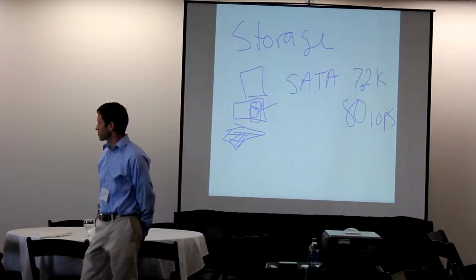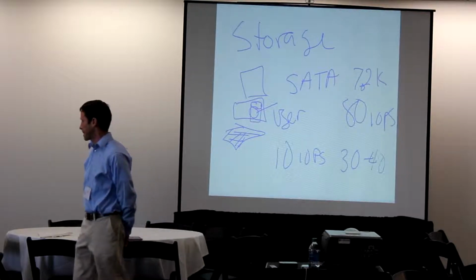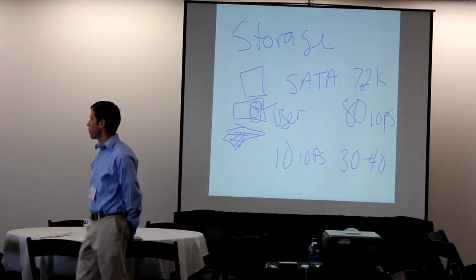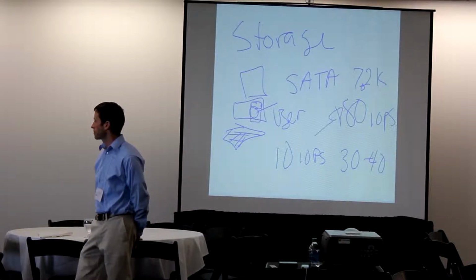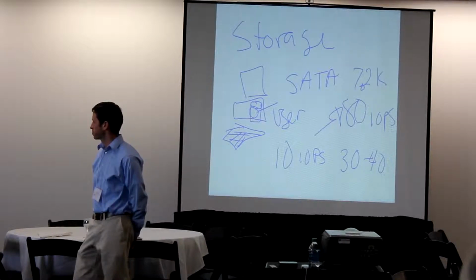The average user is about 10 IOPS. You do antivirus scans, you can get to 30 to 40. Sometimes things get a little higher, but basically, you can't type fast enough to stress 80 IOPS in a single drive. So everybody has their own drive. I/O contention very seldom happens.